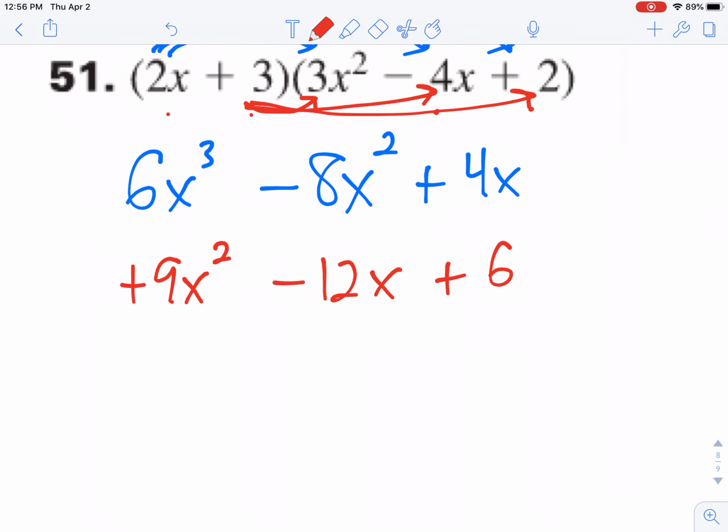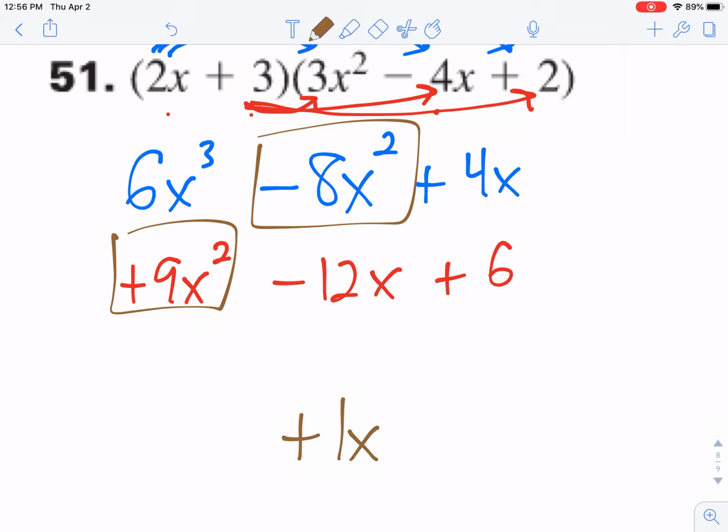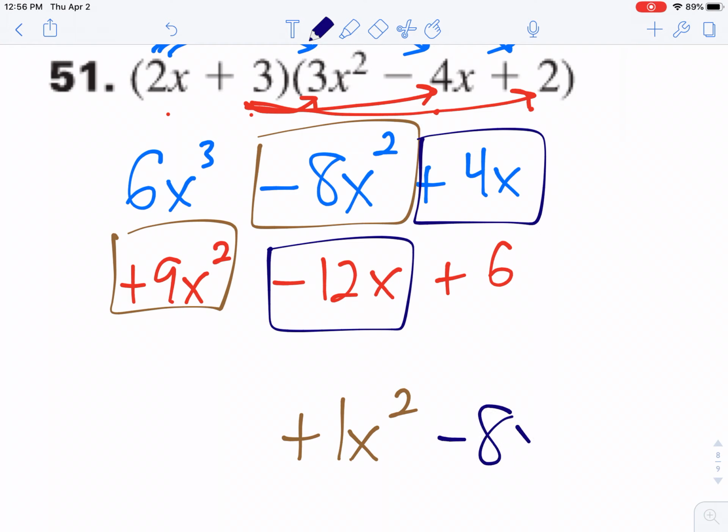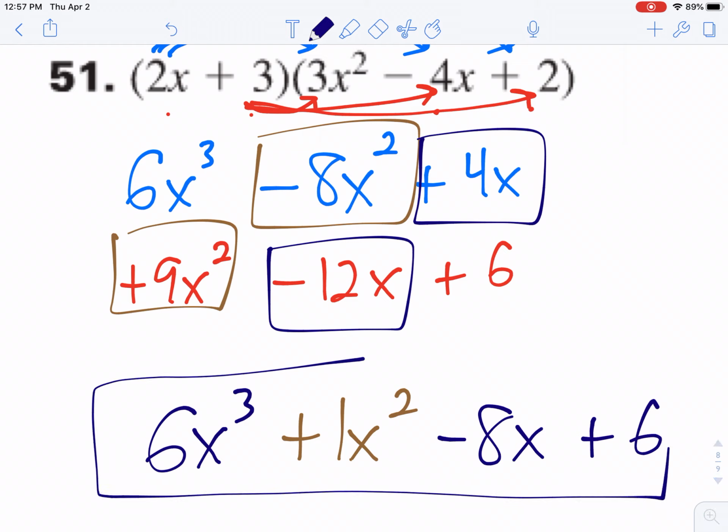Finally, we combine any like terms that we may have. So we have like terms here and here. So they will combine into negative 8 and positive 9 make positive 1 x squared. And then we have like terms here, positive 4x and negative 12x, which makes negative 8x. And then the plus 6 has nothing to combine with, and the 6x cubed has nothing to combine with. So we just write those in our final answer in standard form, and we are done.